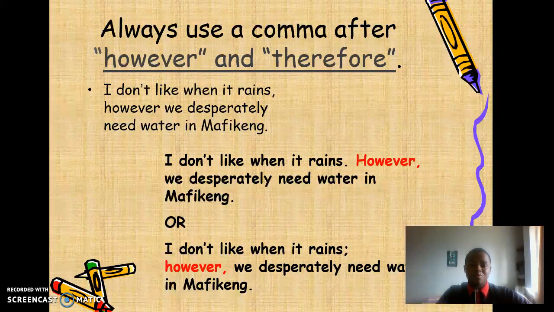Another grammar tip would be always use a comma after however and therefore. Like in this instance, I don't like it when it rains heavily. However, we desperately need water in Mafiki. So you can see how here they used however and however again, and after they use a comma after it to show that this is how you're supposed to use however in academic writing.